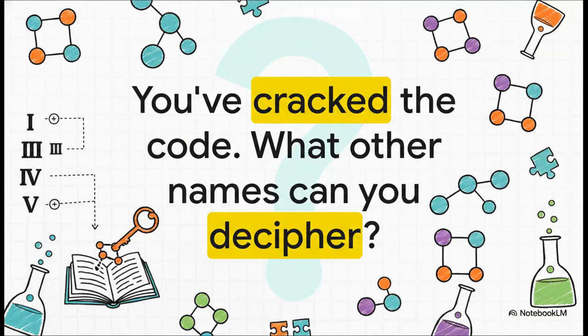So, it turns out those Roman numerals are so much more than decoration. They're a core part of the language of chemistry. They're a direct message telling you the exact state of an element, so we can tell two very different compounds apart. You've basically cracked the chemical code. Now, what other names out there can you decipher?